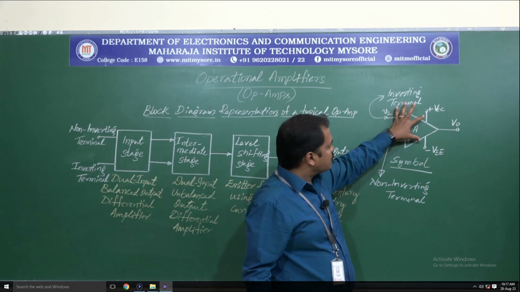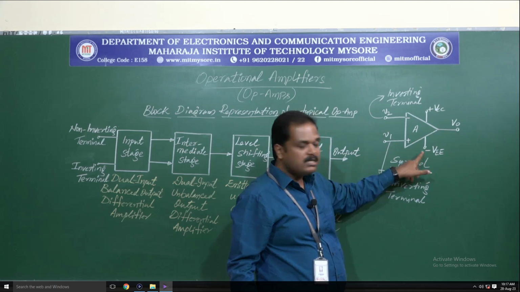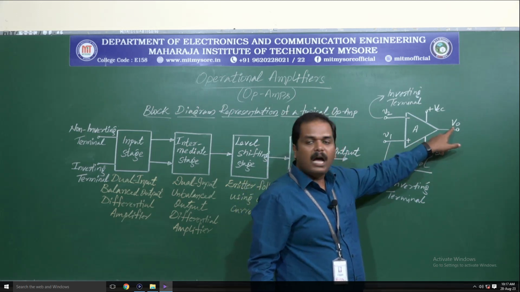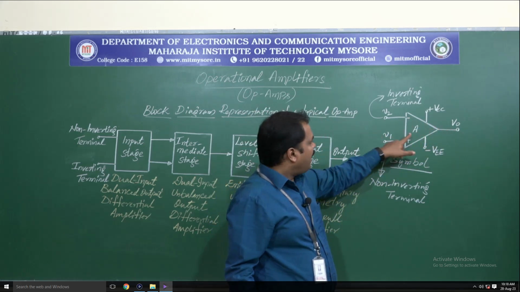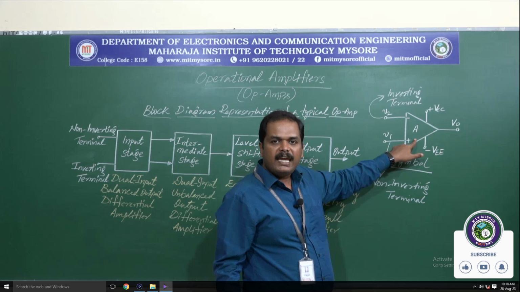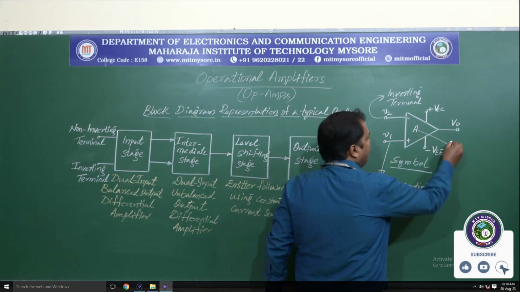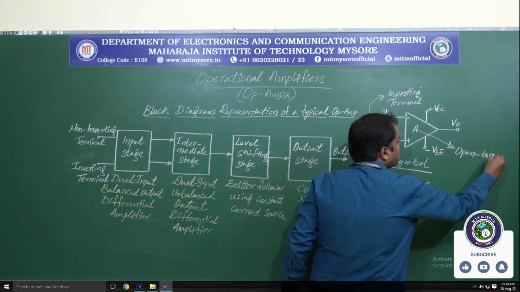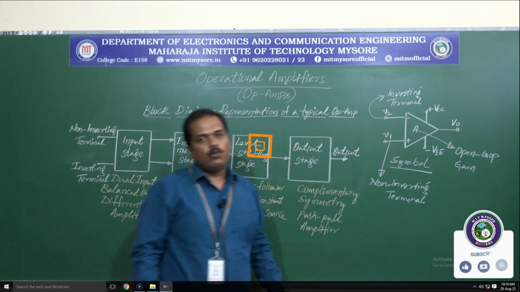This op-amp has two power supply signals, one is plus VCC, the other one is minus VEE. Here we have the output terminal, V0 represents the output terminal. And here what we have written, A, indicates the open loop gain of the op-amp.